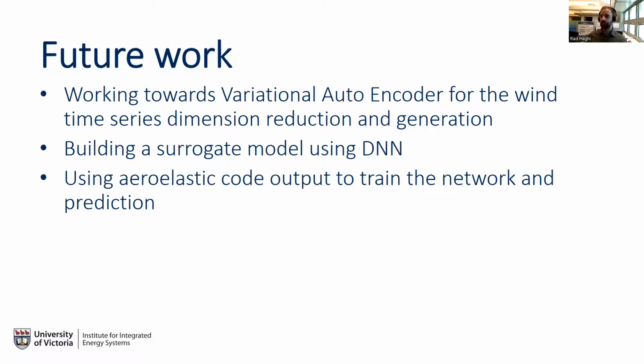Next step is building a surrogate model using the deep neural network, using the reduced wind that we have. So it means that instead of putting the time series into that, you can put the random variables into your surrogate model and get time series out. And also, after building this, what I think is going to be beneficial and sellable for research and also industry is using aeroelastic code output to train the network and also do the predictions.